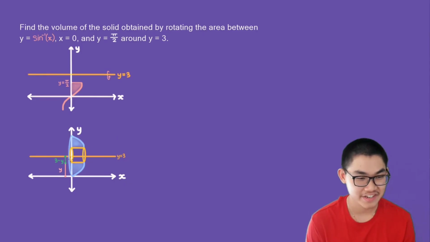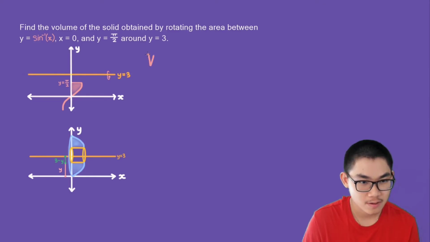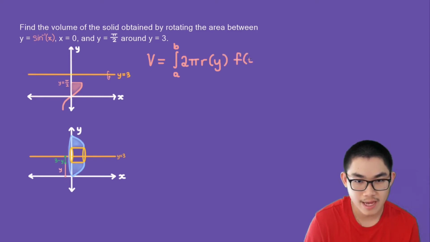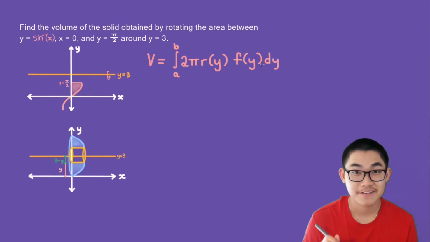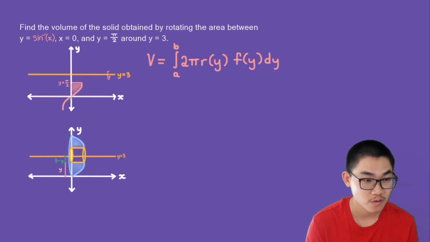When we place the cylinder right here, we know that the base of the cylinder is on the y-axis, and we will integrate with respect to y. So the volume formula will be V is equal to the integral from a to b of 2 times pi times r of y times f of y dy. The first step is to find a and b. If we take a look at our original function, we start from 0 and we go to pi over 2. So a is 0 and b will be pi over 2.